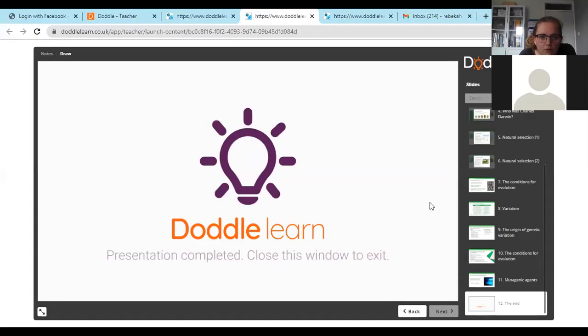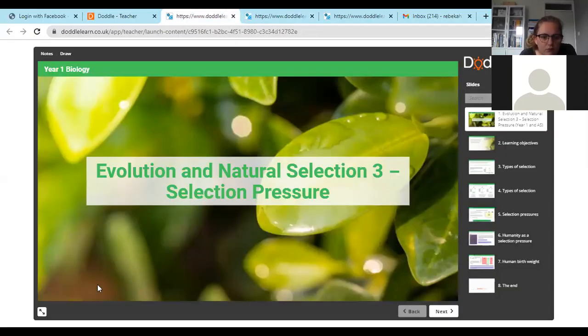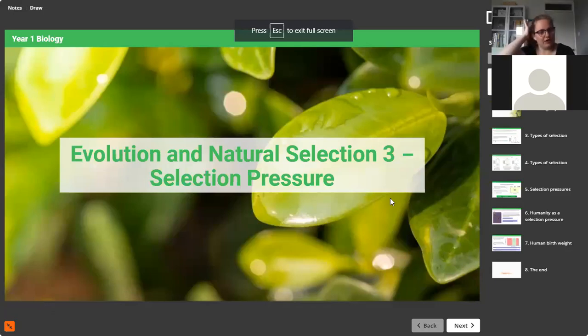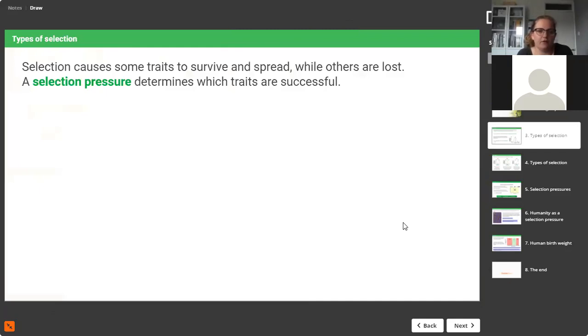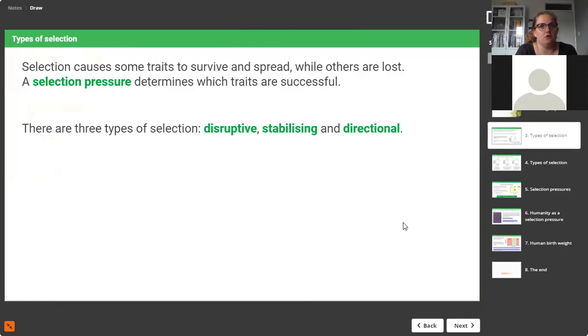So let's get the last bit of this. Selection pressures now. We're going to look at evolution and natural selection pressures, the types of variation and what selection pressures are. Selection causes some traits to survive and spread while others are lost. What determines this is a selection pressure. Selection pressure decides what trait is going to be successful or not, and that's basically the basis of it. We have 3 types of selection that you need to know about: disruptive, stabilizing, and directional. We'll look at them in a second.